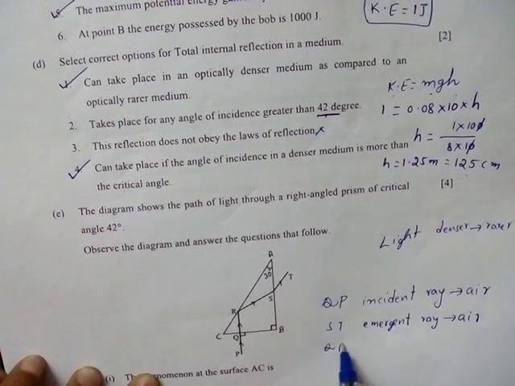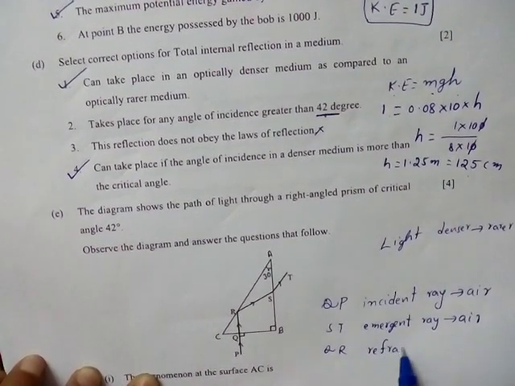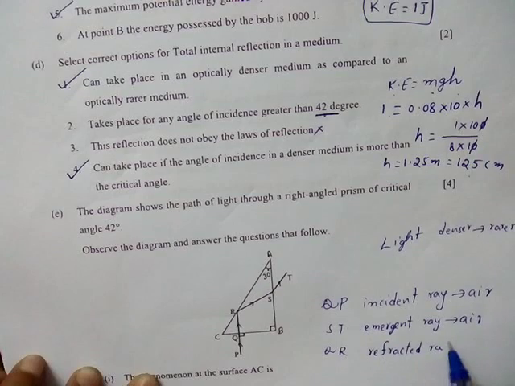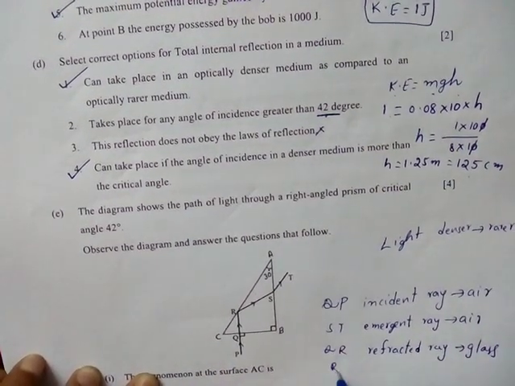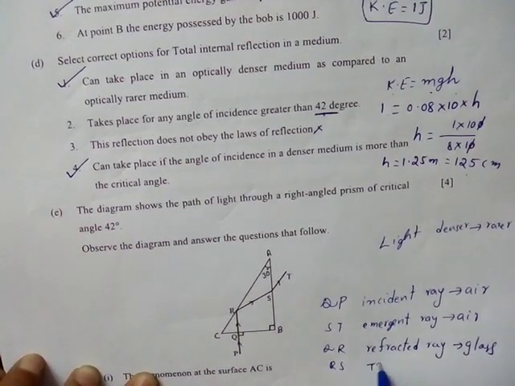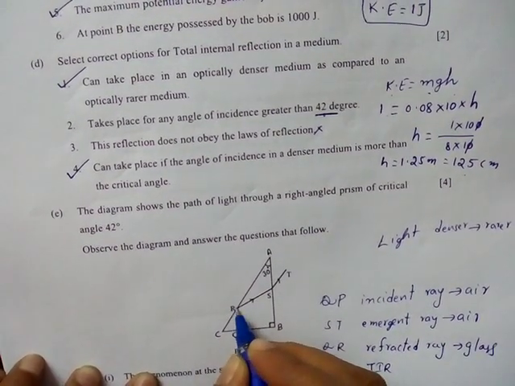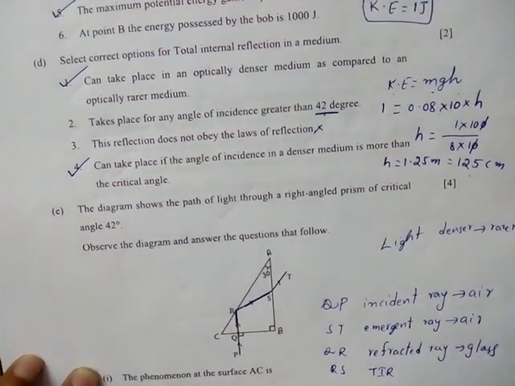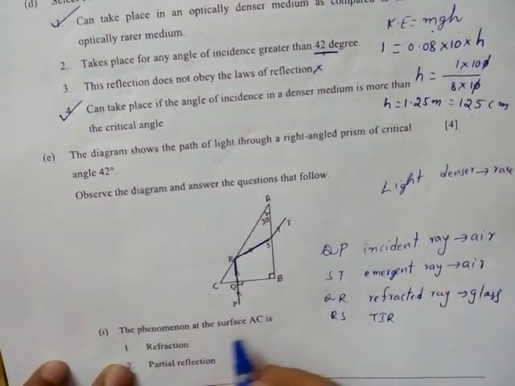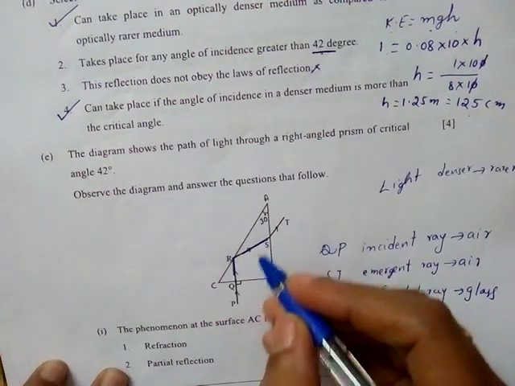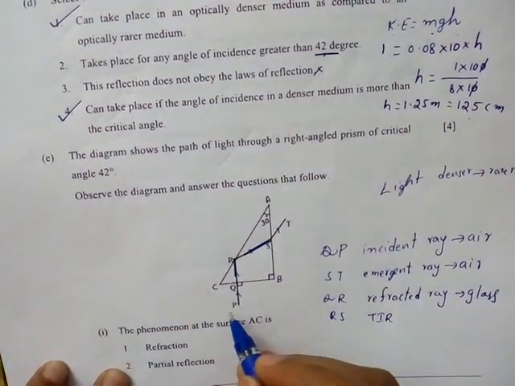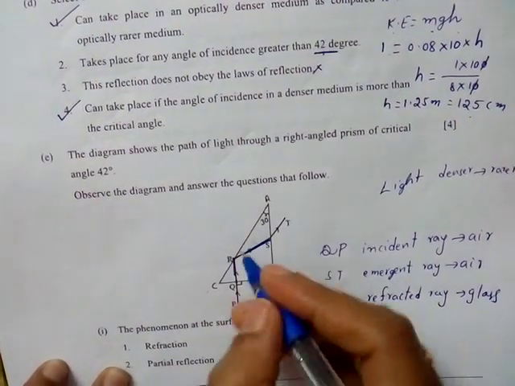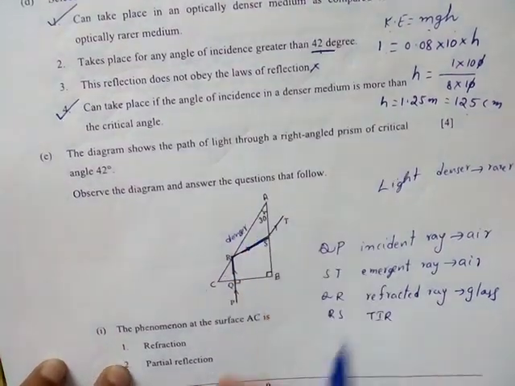Next, QR, refracted ray in glass, meaning prism. Next, RS, total internal reflection has taken place. See here, total internal reflection has taken place, RS. Next, the phenomenon at the surface AC is. So at AC surface, what has happened? It has total internal reflection. It is reflected in the denser medium. So this is called total internal reflection.